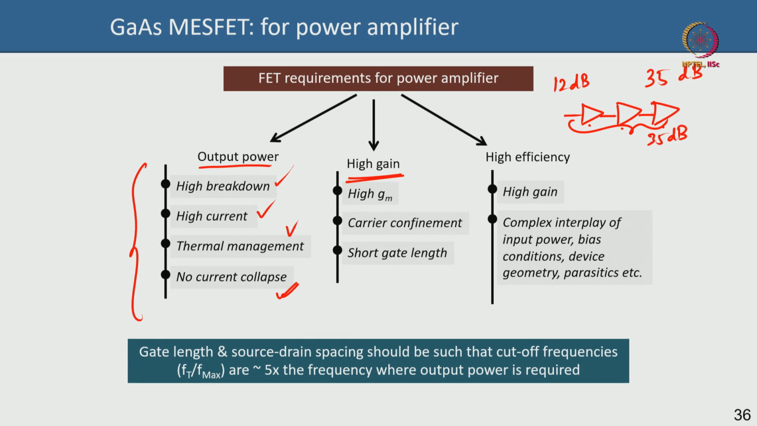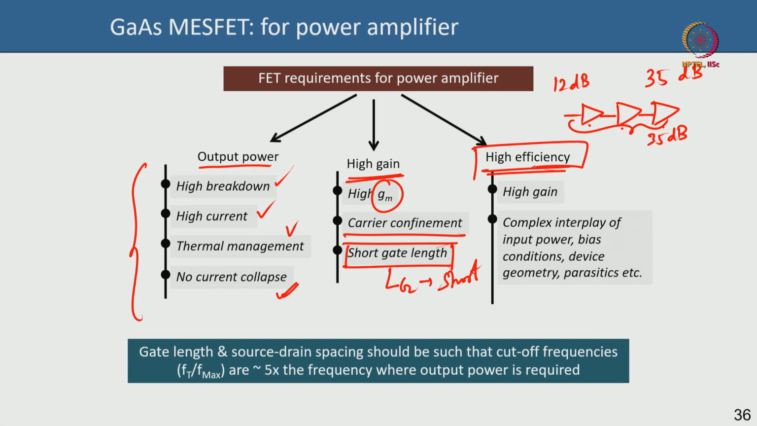For higher gain you need a higher GM. A good GM always gives you good gain, and for a good GM you need better carrier confinement. The gate channel distance has to be low, the gate channel control has to be really good, no carrier spillover, no short channel effect, etc. A short gate length, LG being short, helps improve the GM. Of course, the source drain spacing also has to come down.